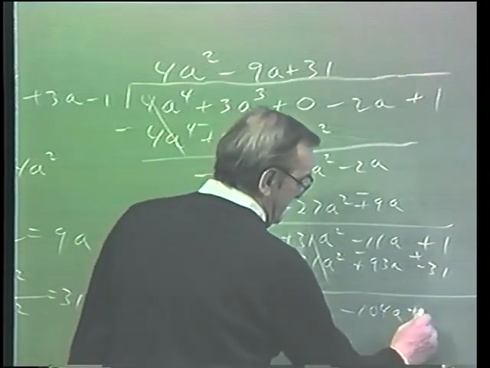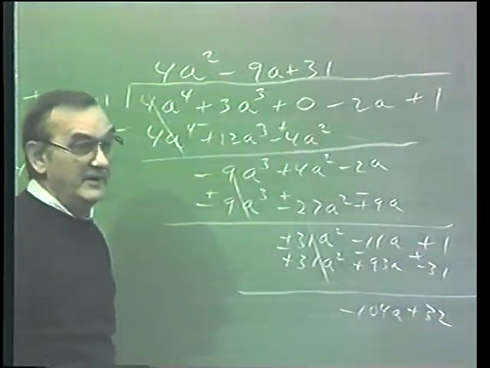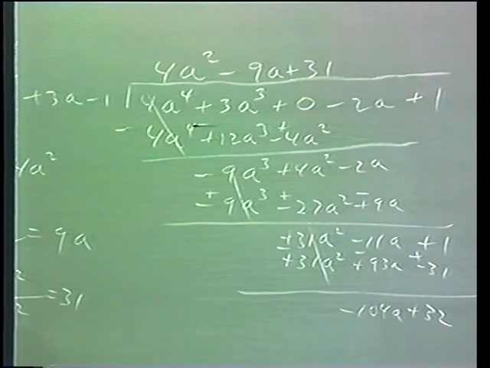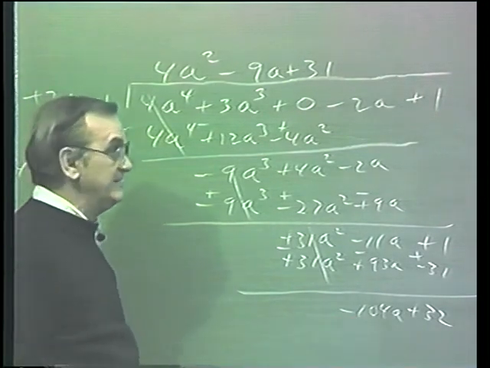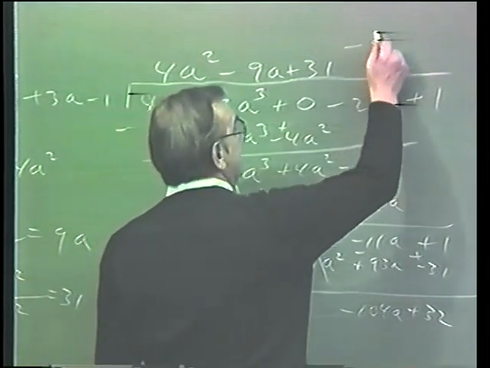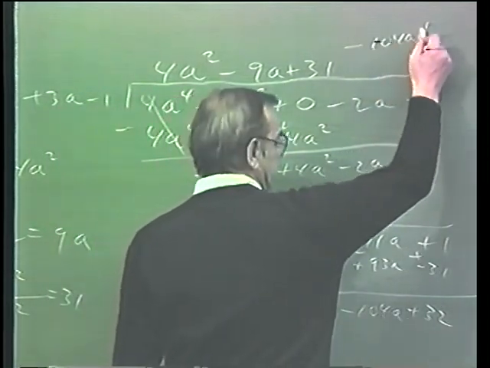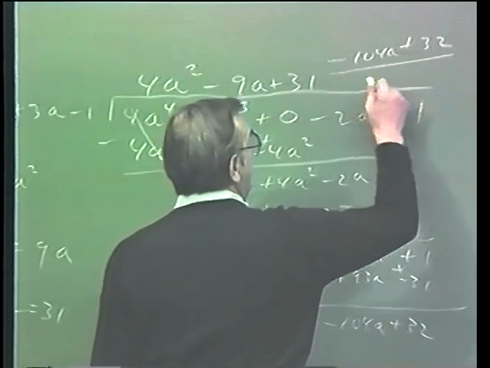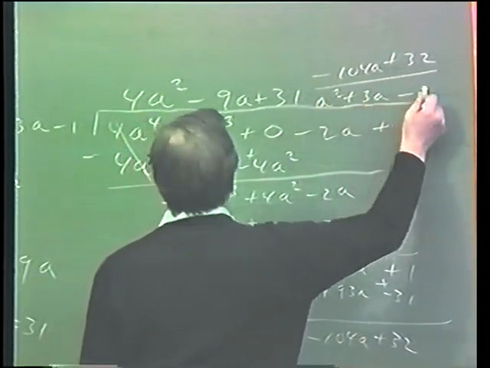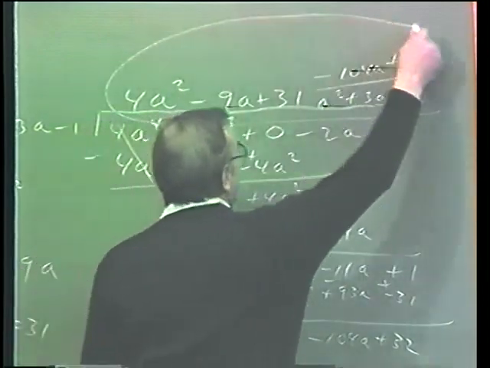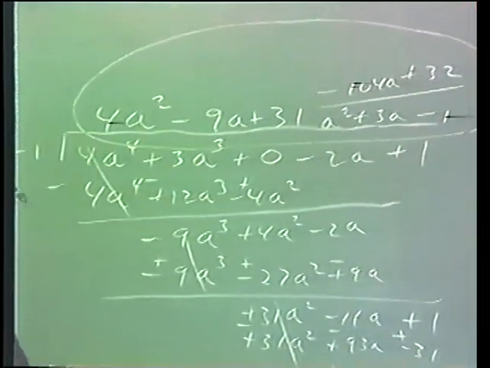We have a positive 32. There are no more terms to bring down. We're done with this problem. This represents our remainder. We write it as negative 104a plus 32 all over a squared plus 3a minus 1. And there is your answer.